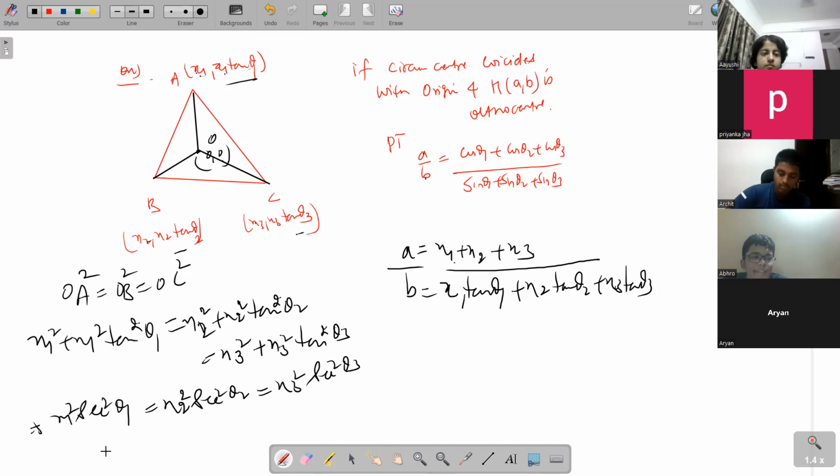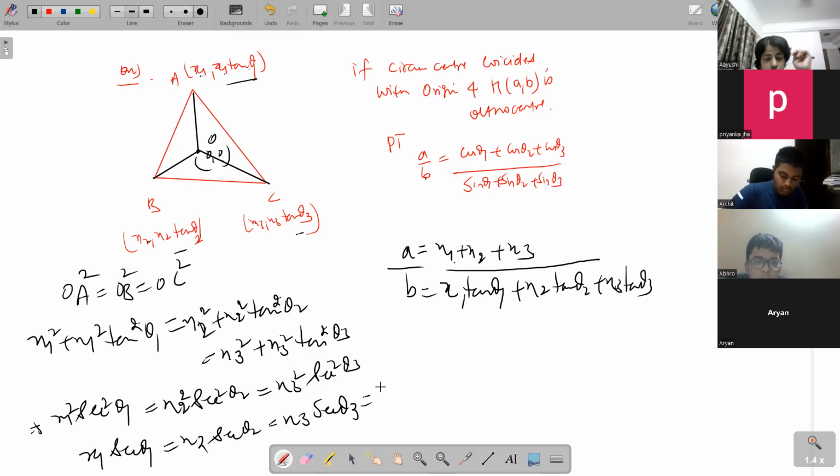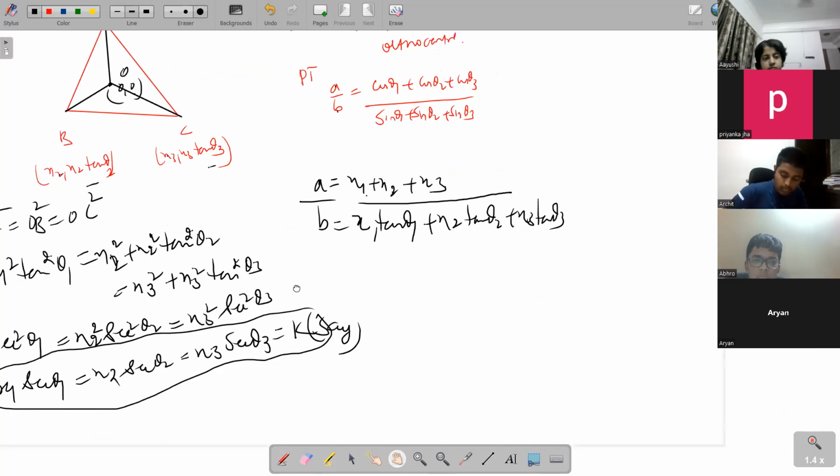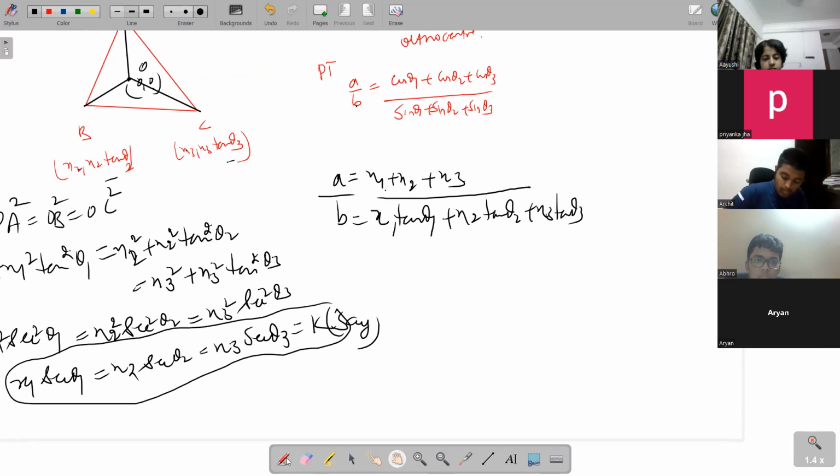Now remove the square. So x1 sec theta 1 must be equal to x2 sec theta 2, which must be equal to x3 sec theta 3. Let's say this is some constant k. Now you have to use this. From here you can see that x1 by cos theta 1 equal to k. So x1 can be written as k into cos theta 1.